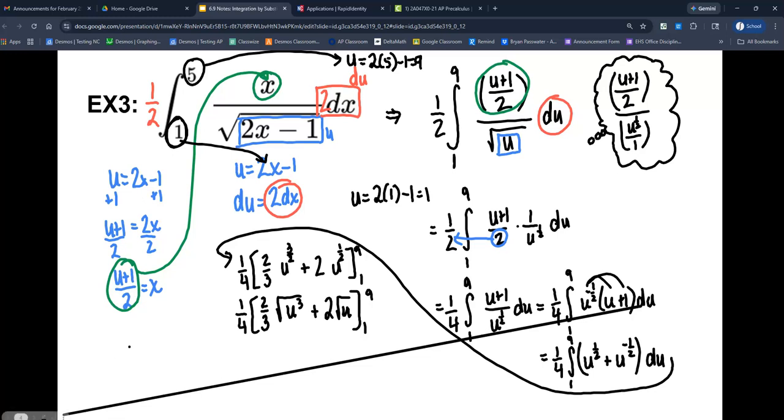Really don't have enough room on this slide, but we can do it maybe. 1/4, I'm going to keep it out front. You could distribute it if you want. I'm going to plug in 9. So I got 2/3 the square root of 9 to the 3rd, plus 2 square root of 9, minus, now I need to plug in 1. 2/3 the square root of 1 to the 3rd, plus 2 square root of 1.